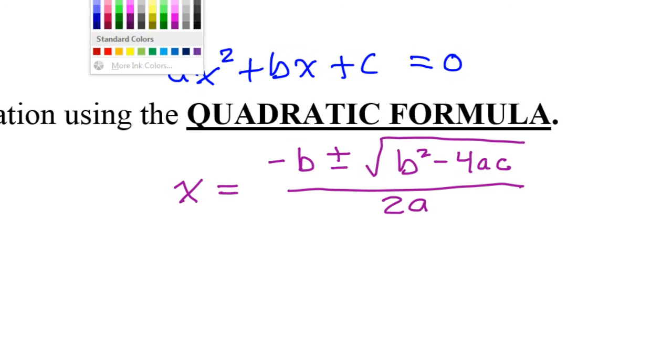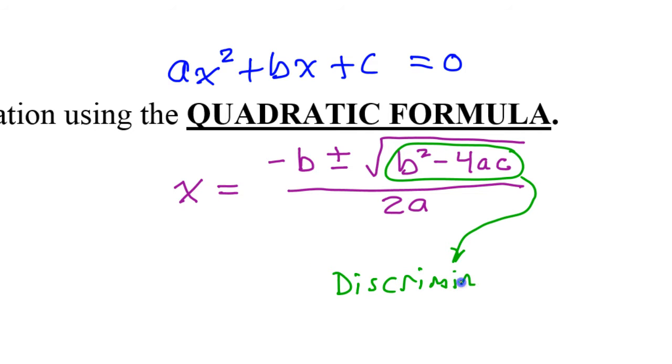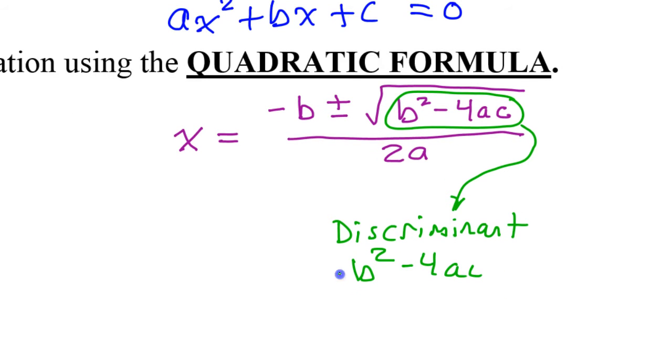Now, having said that, the part underneath the radical, the b squared minus 4ac, is called the discriminant. B squared minus 4ac without the radical is called the discriminant. And I would recommend always calculating the discriminant first and then going from there.